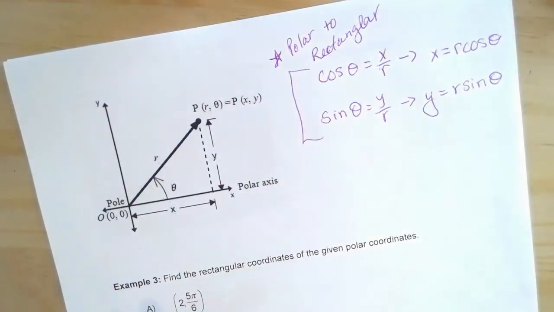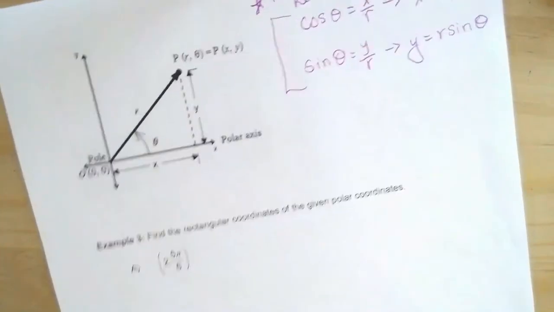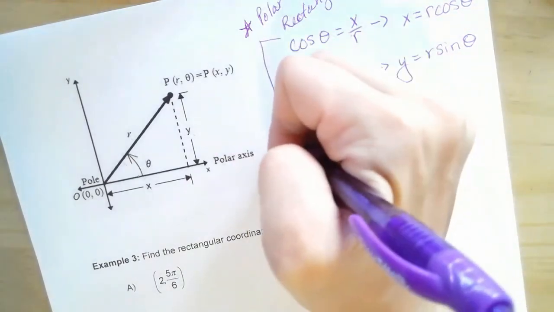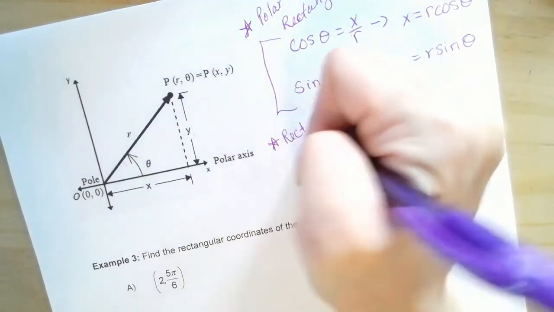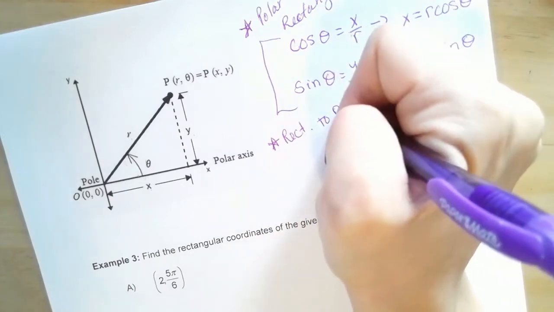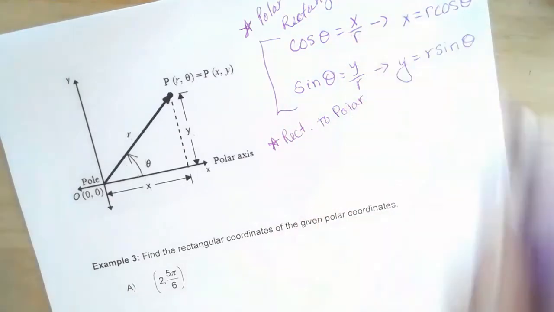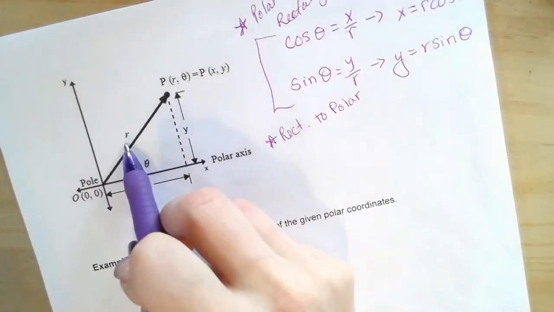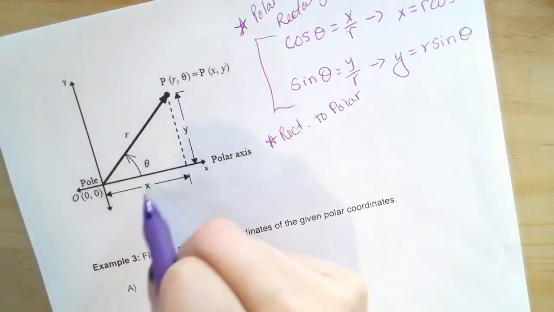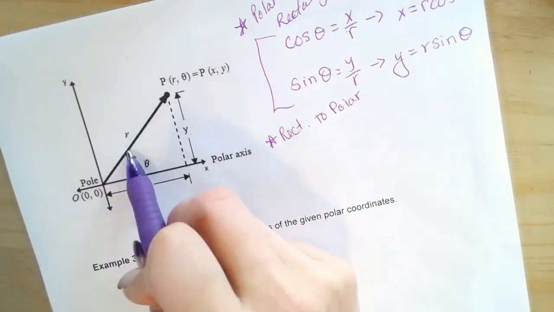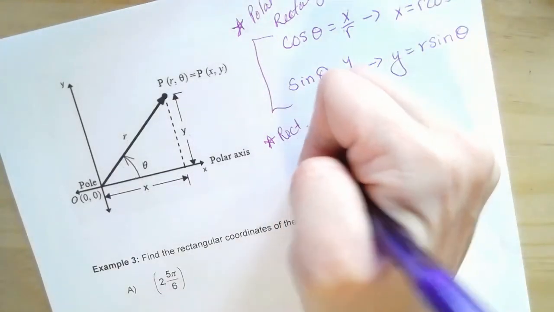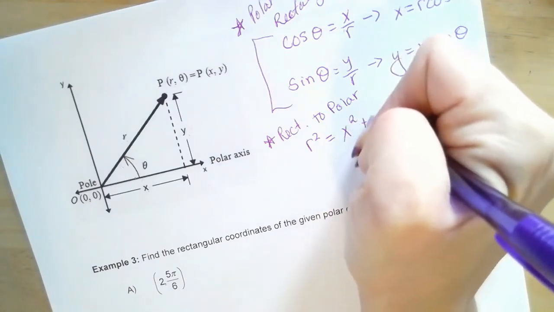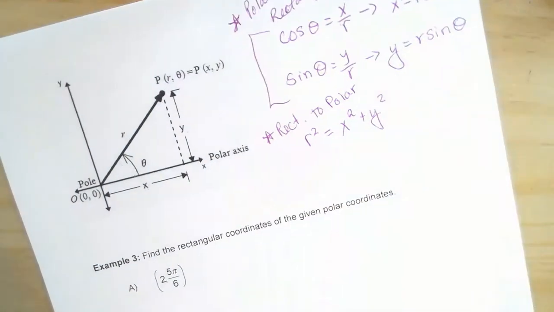Okay, so what about going backwards? What if we had x comma y and we had to get your r, theta? Okay, so this is rectangular to polar. Well, let's think of this. If we have an x and a y, how do we get r? Well, think about it. Here's two sides of a right triangle and we need the third. So to get r, we think of the Pythagorean theorem. So to get r, we use the Pythagorean theorem.